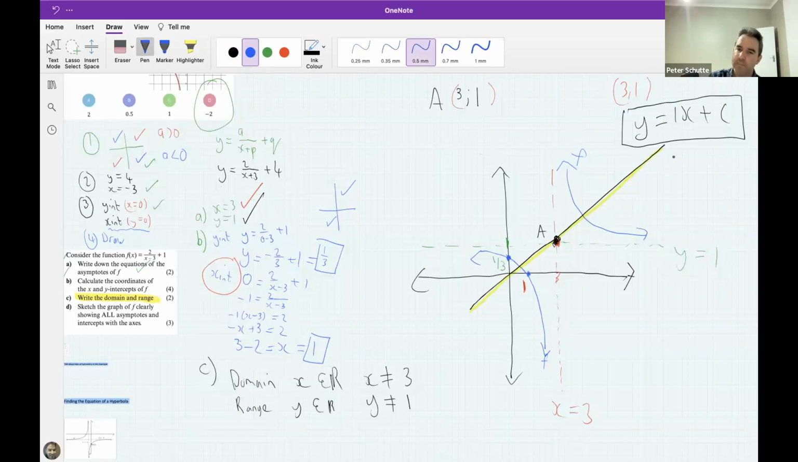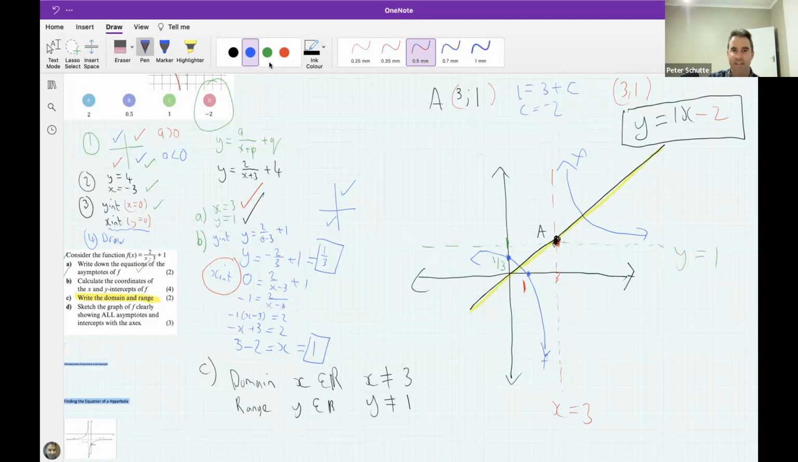So if you put (3, 1) in, let me do the working out here. We get 1 equals, what do we get? 3 plus c. And so then c has to be -2, which means the equation, and I haven't drawn this graph perfectly to scale, but the graph should be y = 1x - 2. So actually, it should be going down a little bit lower. Now that is the positive axis of symmetry.